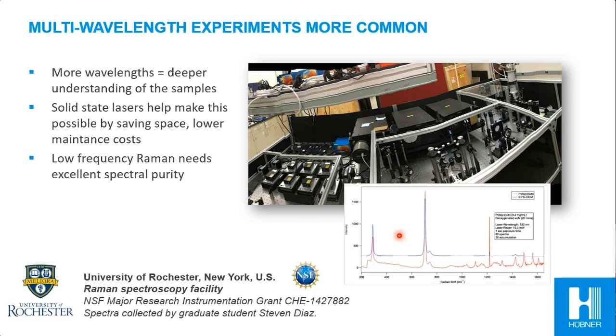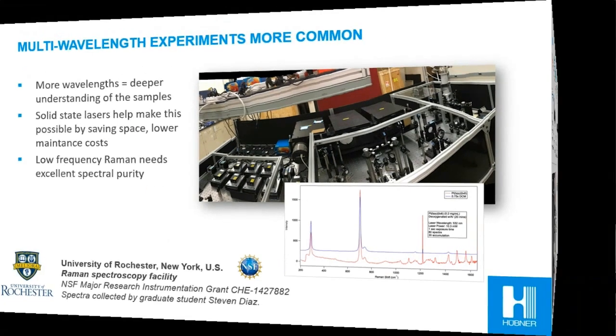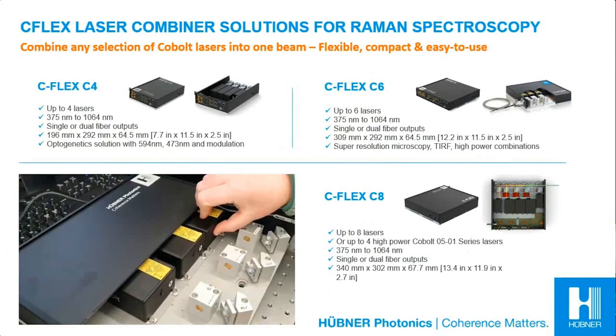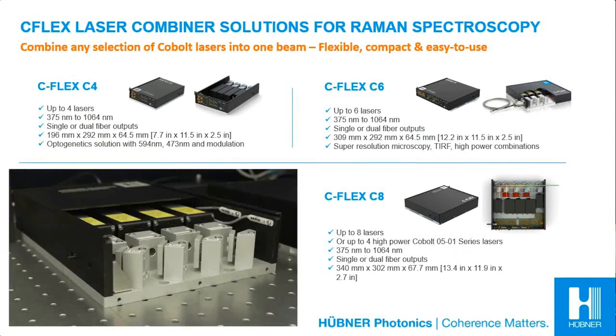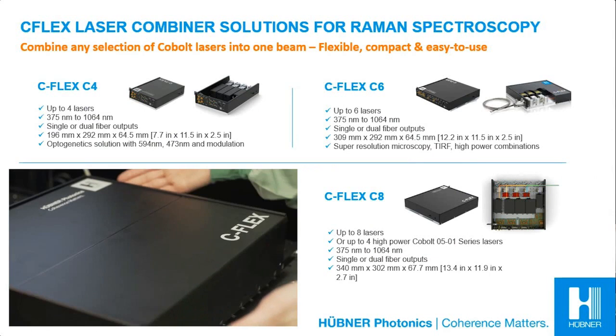When multi-wavelength solid-state lasers are being used, it simplifies the setup enormously to have them pre-mounted and their beams pre-aligned into a compact laser combiner solution. So for this reason, Hübner Photonics offers a family of laser combiner solutions called the C-Flex. This C-Flex family of laser combiner solutions offers platforms for up to 4, 6 or 8 lasers.